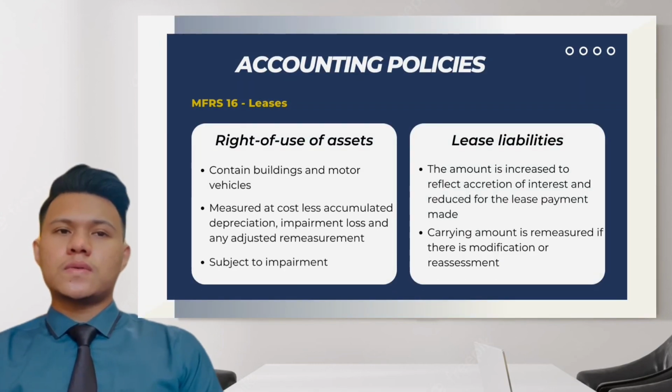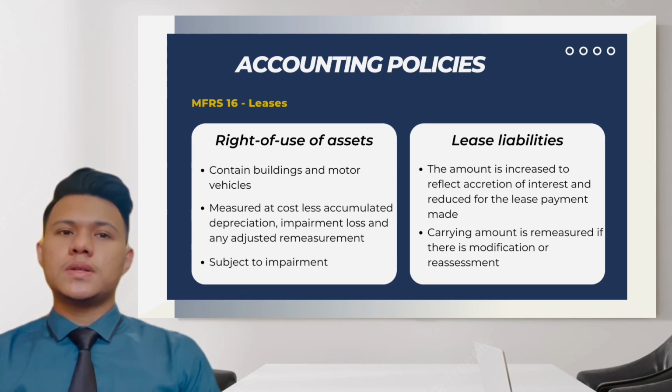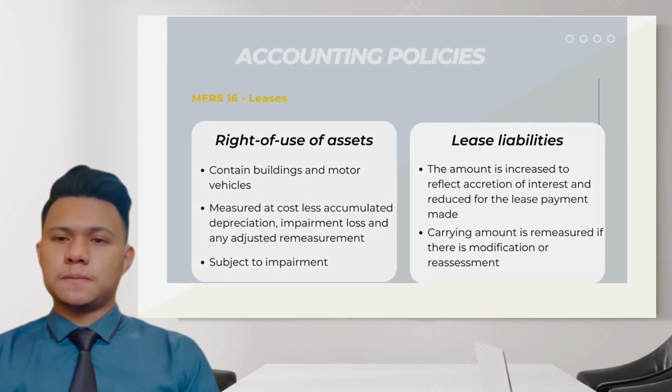For the right of use asset, it contains building and motor vehicle, and it will be measured at cost less accumulated depreciation, impairment loss, and any adjusted remeasurement. And the right of use asset will be subject to impairment. For the lease liability, the amount is increased to reflect accretion of interest and reduced for the lease payment made. And the carrying amount is remeasured if there is modification or reassessment.